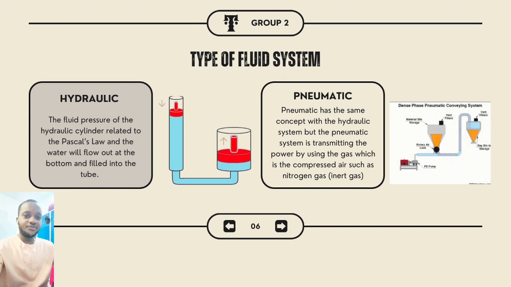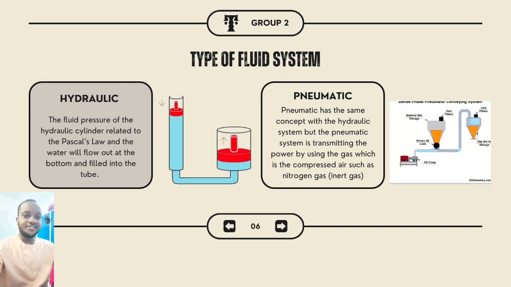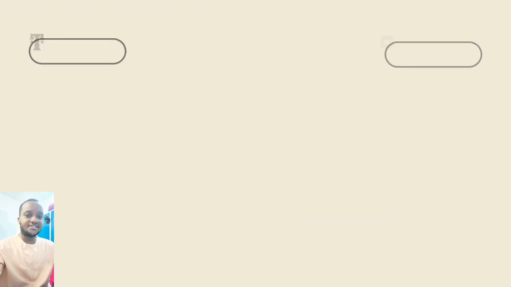Next, I'm going to present the types of fluid system. First, the hydraulic system. The fluid pressure of the hydraulic cylinder is related to Pascal's law, and the water will flow out at the bottom and fill into the tube. Second is the pneumatic system. Pneumatic has the same concept as the hydraulic system, but the pneumatic system transmits power by using gas, which is compressed air, such as nitrogen, which is an inert gas.